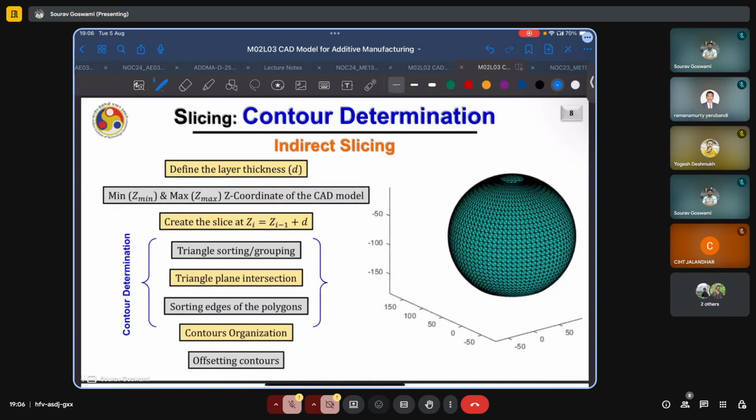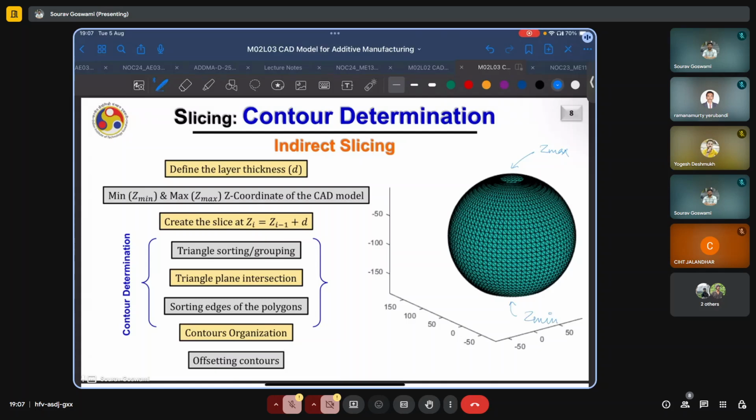The flowchart for implementing such an indirect slicing procedure is given here. Assuming that we are working with uniform slicing, which we typically do, we define the layer thickness T at the start of the process, and we also find the minimum Z coordinate and the maximum Z coordinate. So here this north pole is the maximum Z and the south pole is the minimum Z coordinate.